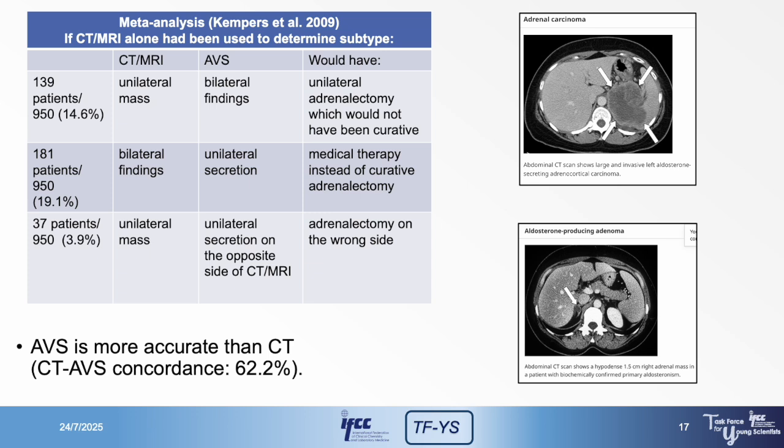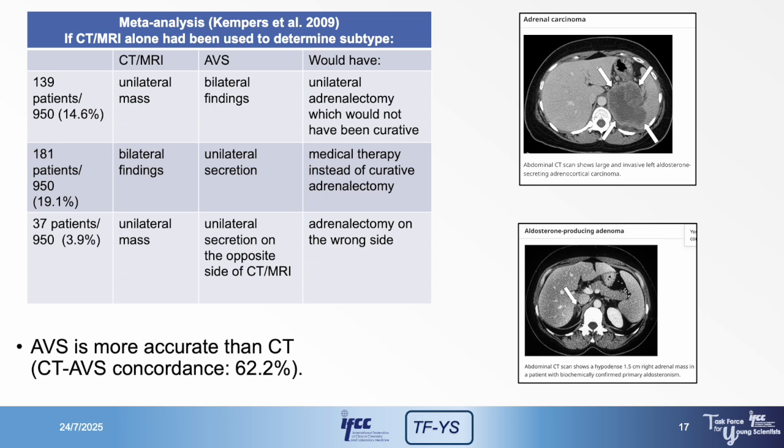It is suggested that adrenal CT be the initial test to distinguish between APA and bilateral hyperplasia. A meta-analysis in 2009 showed only a 62.2% concordance between imaging and adrenal venous sampling. If CT or MRI alone had been used to determine subtype, 14.6% of patients would have inappropriately undergone unilateral adrenalectomy, which would not have been curative.